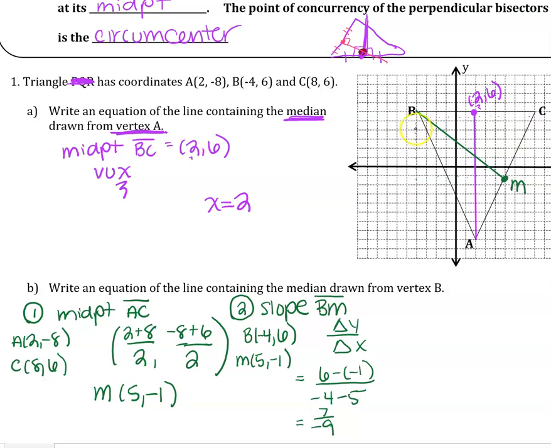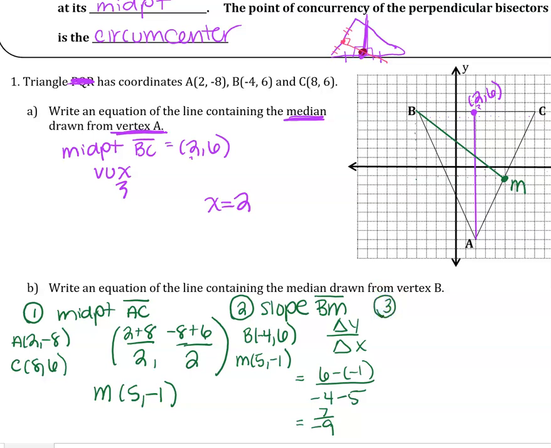I've had students in the past think it's -2 because they think that these are going nicely through those little intersections, but they aren't. So if you are going to count rise over run, actually go from B all the way over to M, just to be certain. Okay, and then lastly, we just need to put it together.